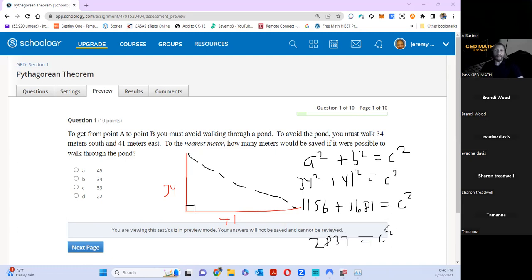In order to, the opposite of squaring something is taking the square root. What's the square root of 2837? So I can use the calculator here. Yes, you can use the calculator. What's the square root of 2837? 53.26. Yep. So you got your answer, right?